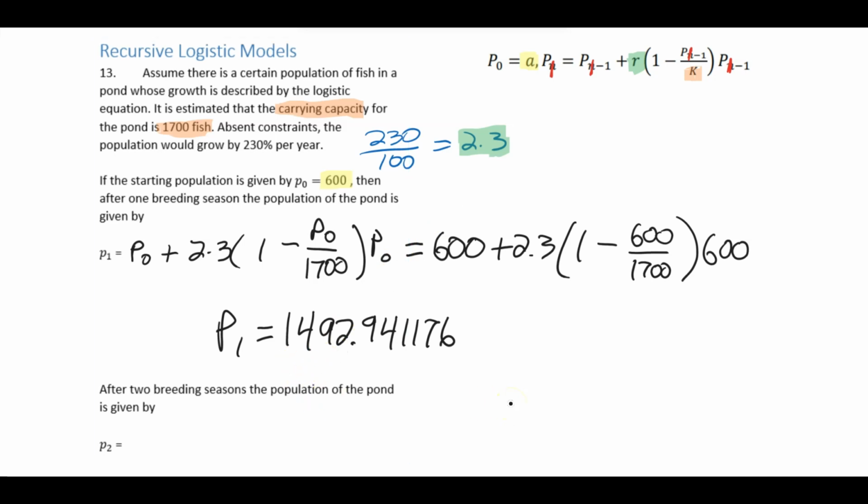To find P sub 2, we can go back and replace n with 2. And our formula would say P sub 2 equals P sub 1, 2 minus 1 is 1, plus, again, R, 1 minus P sub 1 over K, which is 1,700, times P sub 1. And then we calculate this.